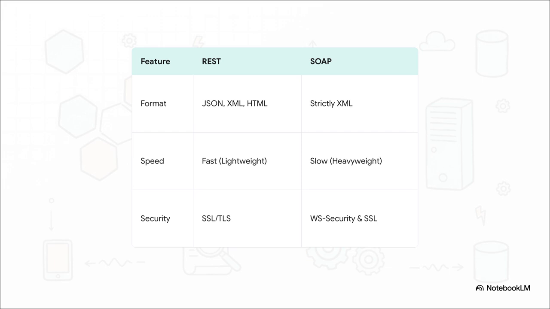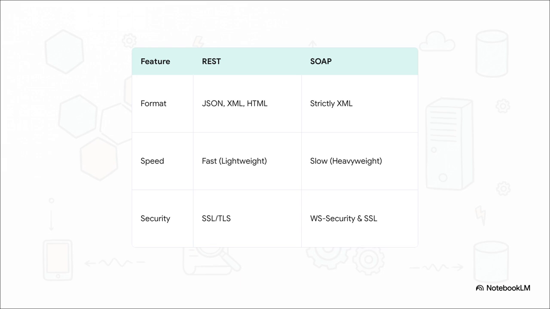Just look at the data formats. REST lets you use pretty much whatever you want. JSON, XML, HTML, even plain text. That makes it super lightweight and extremely fast. SOAP, however, is totally uncompromising. It strictly uses XML. And why is that?